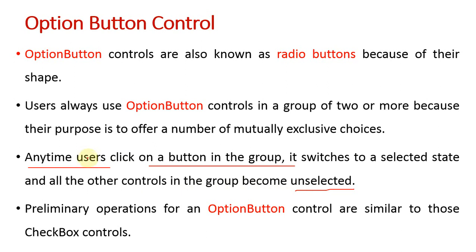Option buttons may be in a list, in a group, 1, 2, 3 like that. They may be displayed with particular values as the captions. But among 4 or 5 or among n, the user can select only one. That is very important. And the primary operations of option button controls are similar to those of check boxes.